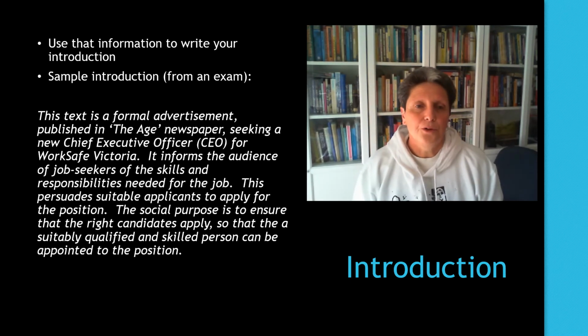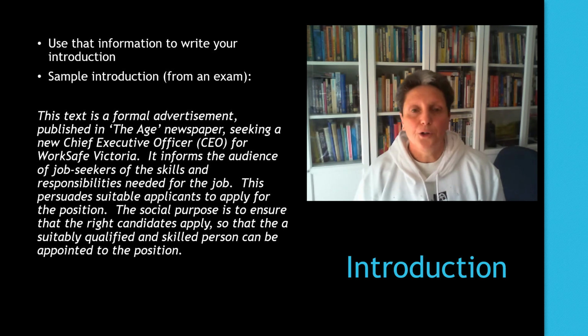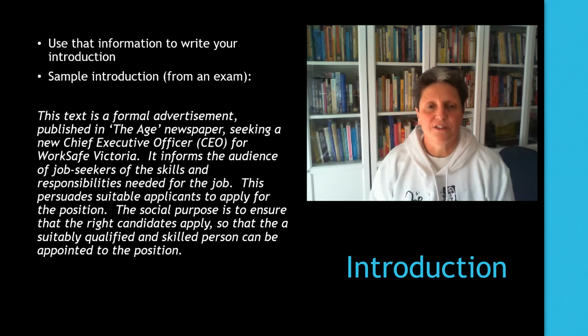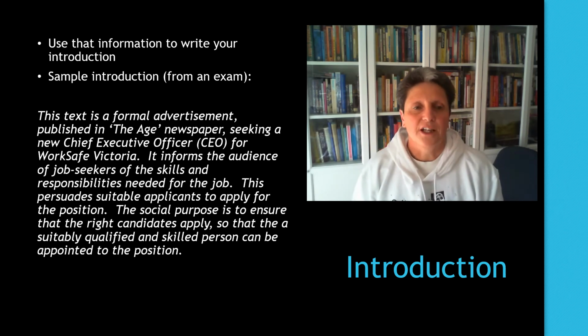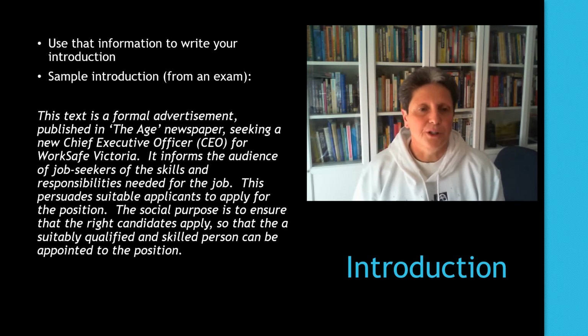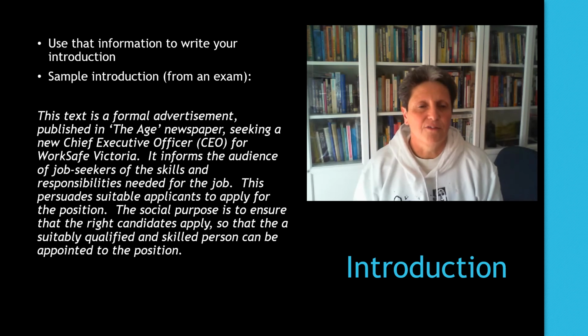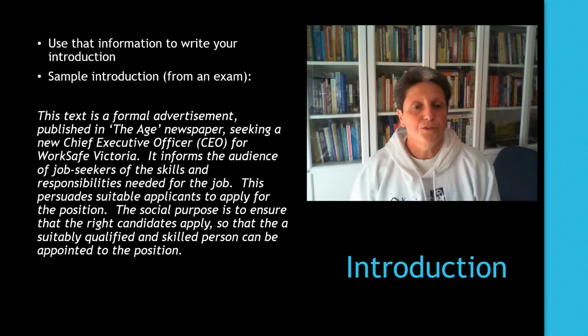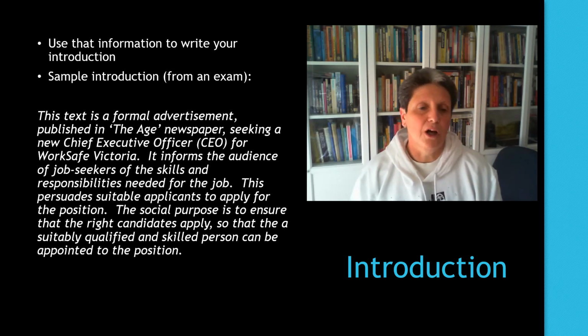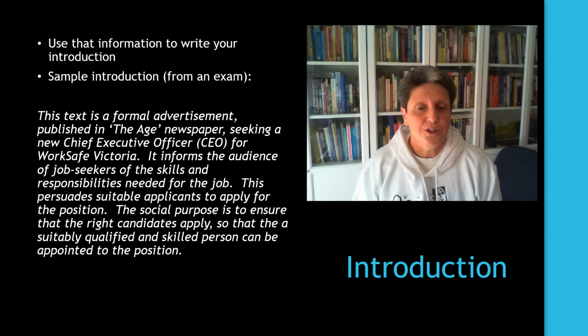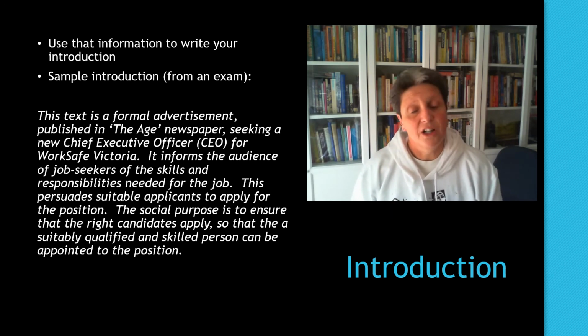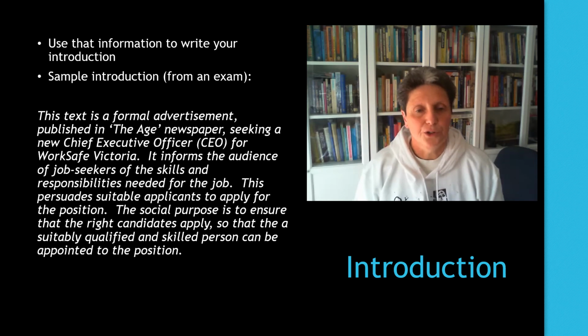So using that information, you can pause this here. This is from a previous exam. About the context. This text is a formal advertisement published in the Age newspaper seeking a new Chief Executive Officer for WorkSafe Victoria. It informs the audience of job seekers of the skills and responsibilities needed for the job. This persuades suitable applicants to apply for a position. The social purpose is to ensure that the right candidates apply so that a suitably qualified and skilled person can be appointed to the position.